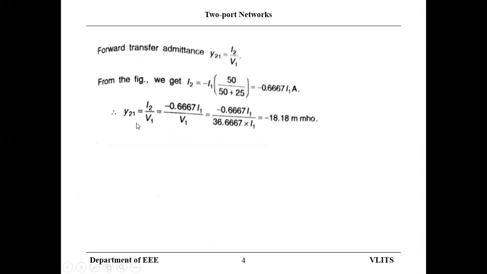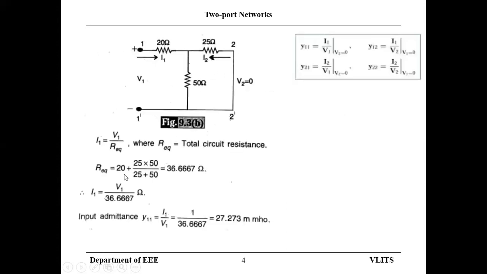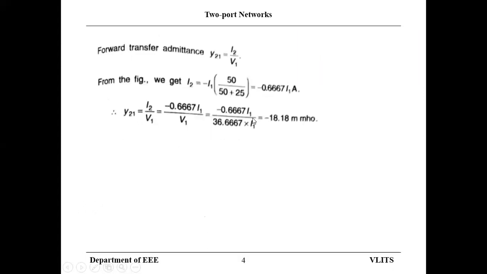After that, Y21 is equal to I2 by V1. Here I2 is minus 0.6667 into I1, which we got from here. Then V1 is equal to I1 into 36.667, so we can replace V1 as I1 into 36.667. Then this I1 gets cancelled. Then you will get minus 18.18, and that is actually not ohms, because these are the admittance parameters. Those are mhos.